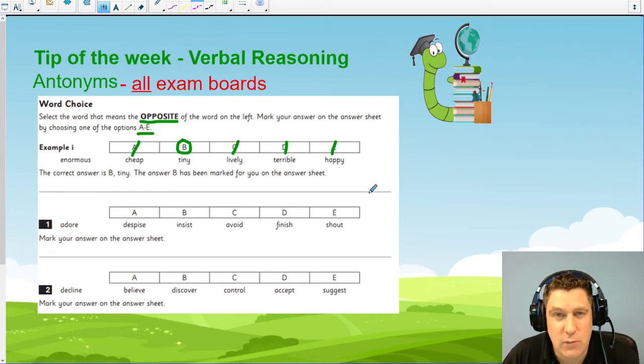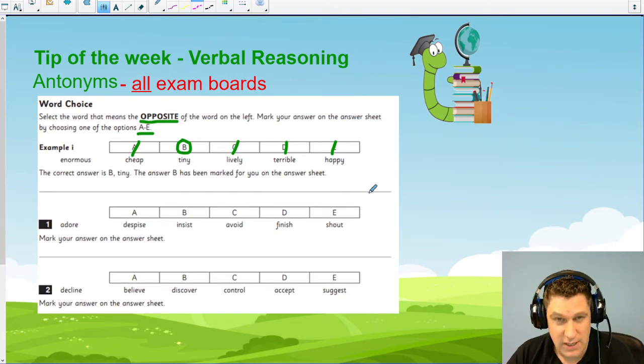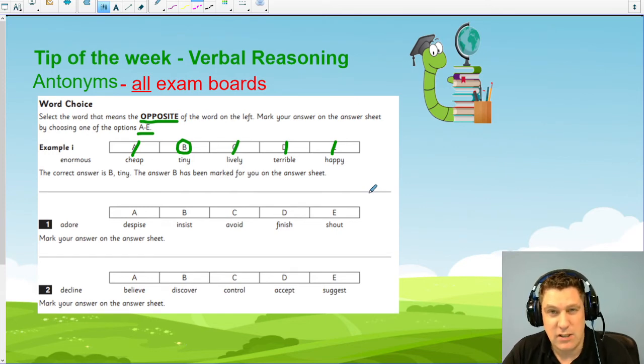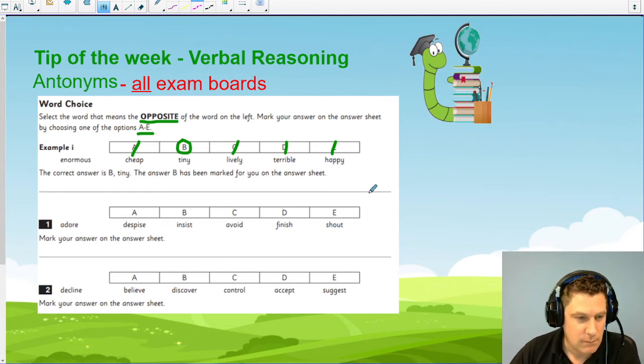We often find with example questions they can often be a lot easier than the actual questions that children are given. And I would certainly say enormous and tiny wouldn't appear within an 11 plus test. You're more likely to have something like massive or minute as the opposite in meaning. So it's just to be aware of sometimes the difficulty of the words that they will set.